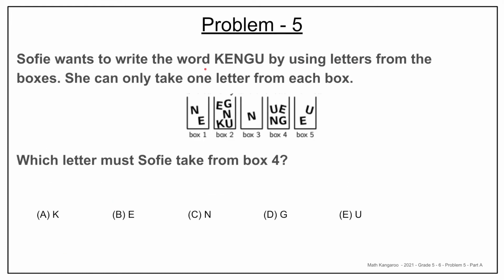Problem 5. Sophie wants to write the word kangaroo by using letters from the boxes. She can only take one letter from each box. Which letter must Sophie take from box 4? Let us write the word kangaroo and pick the box underneath. So we have box 3, which we could write N.